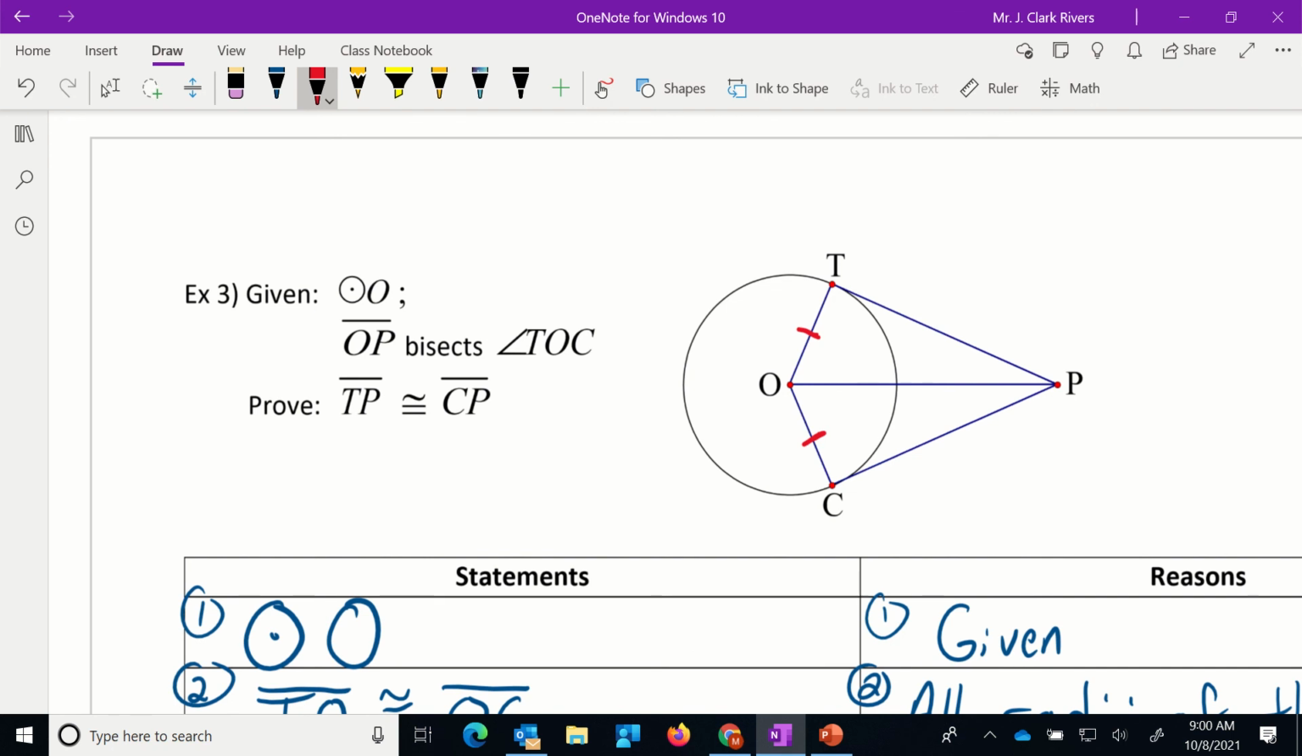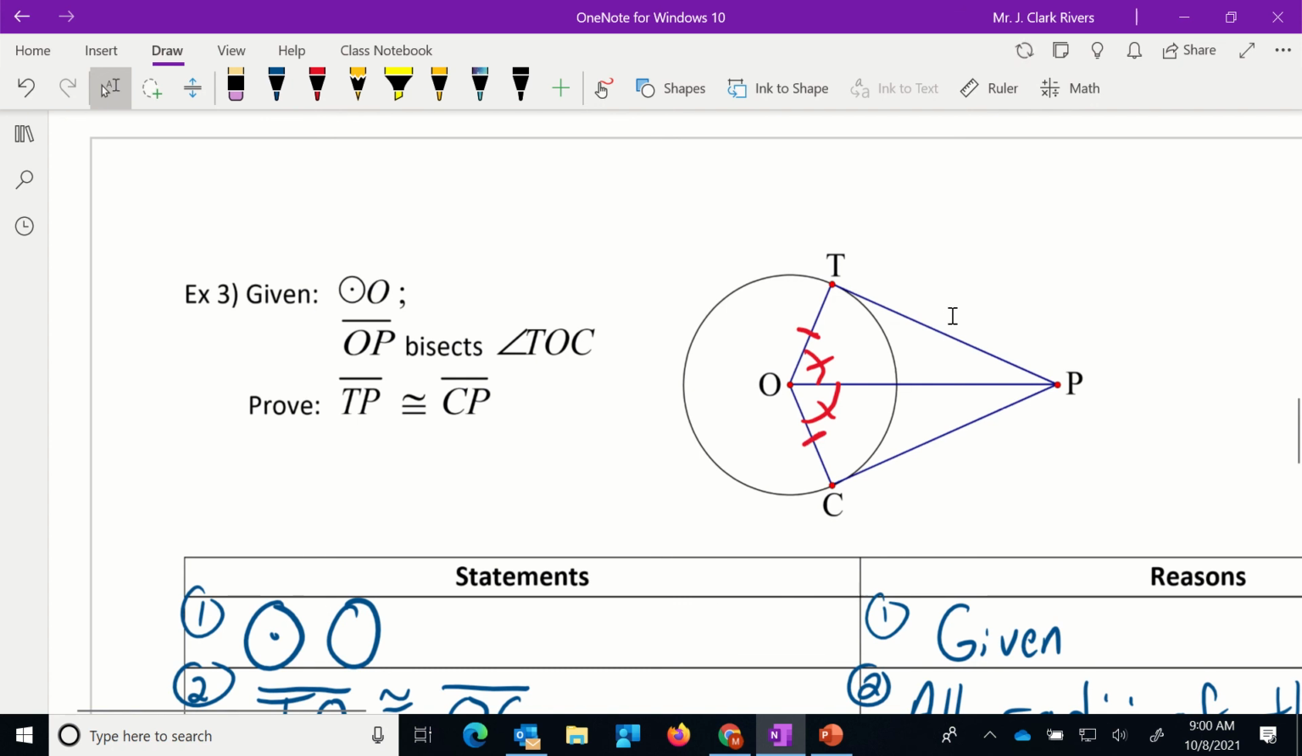So please be careful here. It is TOC that's being bisected, not TPC. So just be extra careful that you are showing that TOP is congruent to COP. How do we know that TOP is congruent to COP? Definition of bisect. And then OP is shared by both. So that's going to be the reflexive property.